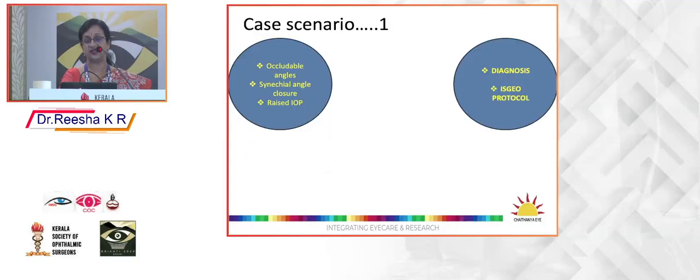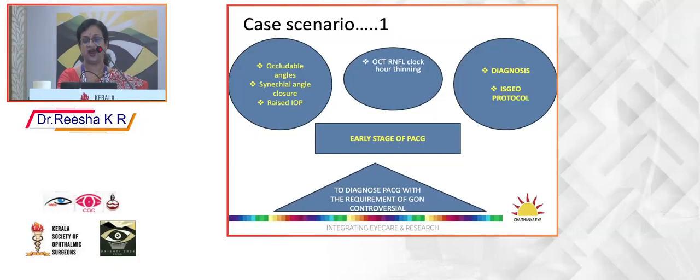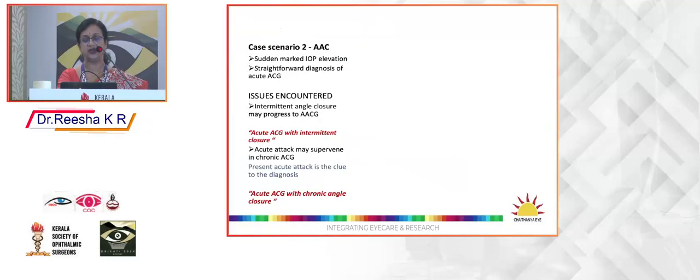Some of the case scenarios in daily practice highlight some of the controversies. All of us see patients with raised IOP and occludable angles and synechial closure and a seemingly normal disc. According to the ISGEO protocol, you would call it a PAC. But if you investigate and see that the individual has OCT clock hour thinning as well as a normal field, the diagnosis shifts and gets reframed to an early stage of PACG. So to diagnose PACG with the requirement of glaucomatous optic neuropathy alone is controversial.